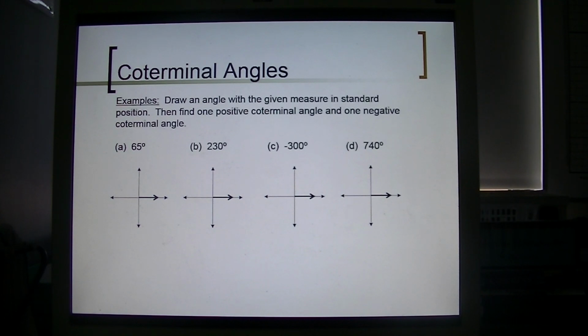Make sure you're showing the calculations for the coterminal angle part. Add 360, subtract 360.